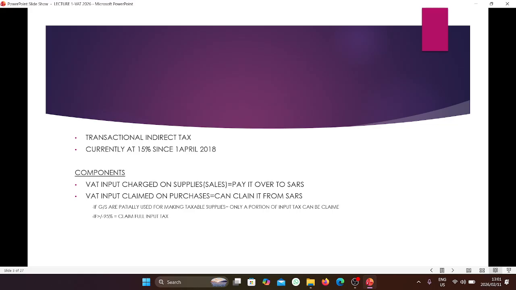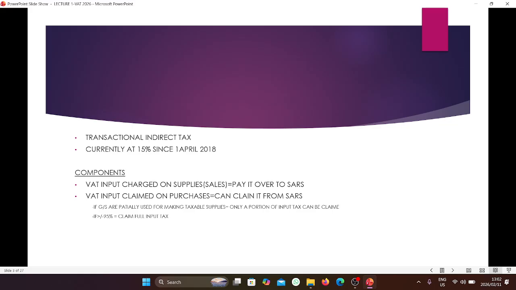So components of VAT, as I say, there's VAT input and there's VAT output. Apologies, there's a mistake here. This is VAT output. VAT output is charged on supplies. It's charged on your sales and it's paid over to SARS. As I said, as a taxpayer, if you're making taxable supplies, meaning that VAT is bound to be on those supplies, then you charge output VAT to your customers, and then you take in that VAT and pay it over to SARS.